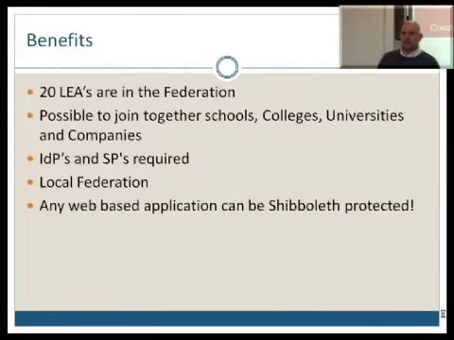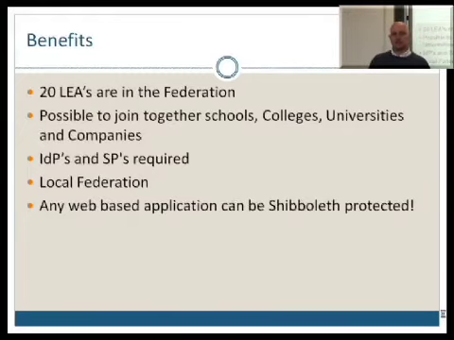It's possible to create your own federation. You don't have to be tied solely into the UK Federation. I'd like to talk a little bit about that. Currently there are 20 local education authorities in the Federation, 2 of which have identity providers, but they are largely responsible for providing resources to the school sector, as a large number of FE colleges are also engaged with feeder schools and also into universities.